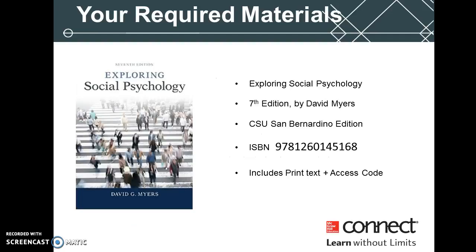Your required materials for this course are going to be Exploring Social Psychology, 7th edition by David Myers. Please note we have a loose leaf bundle available to you in the Cal State Coyote bookstore. This bundle includes the loose leaf 3-hole punch version of the print text as well as the requisite access code. Please note that a print text is not required for this class, but at a minimum, everyone will need to have the access code. And we'll get into your alternative options here in just a moment.